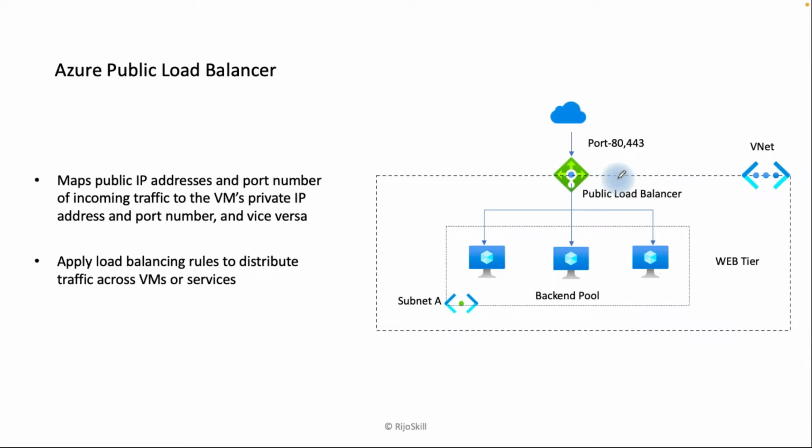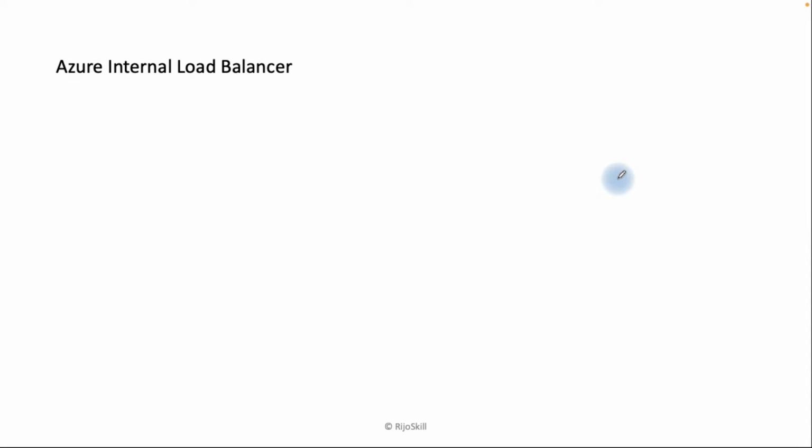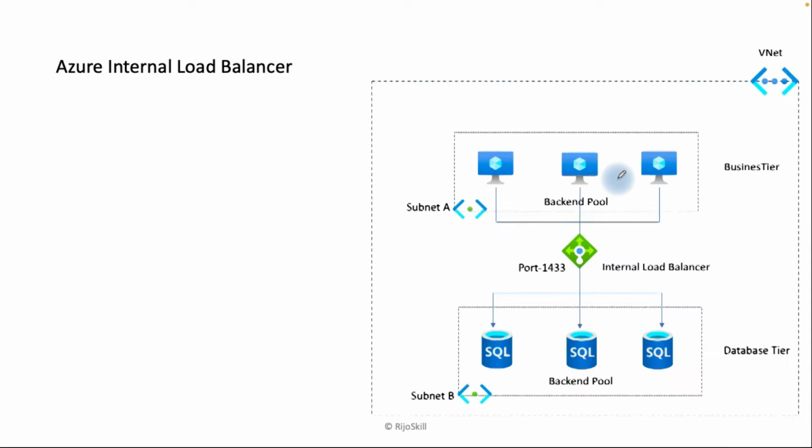Next we will discuss the Azure internal load balancer. What is the concept of the internal load balancer? You can see here the connectivity comes only from the inside. There is no connectivity coming from outside the network. Here you can see your virtual network. You have the business tier, then the database tier, which will be connected through the internal load balancer. This load balancer is not connected to the outside internet.